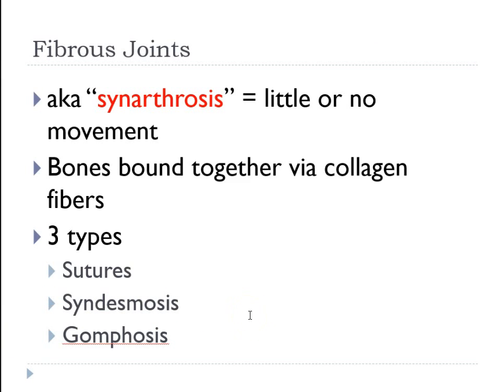So let's start with the immovable ones, and we'll go to the most difficult ones, which are the synovial diarthrosis joints. Synarthrosis is little or no movement. Bones are bound together with collagen fibers, and there are three different types of these synarthrosis joints that we can talk about. Sutures, which we'll see a couple of in a second, are in our skull.